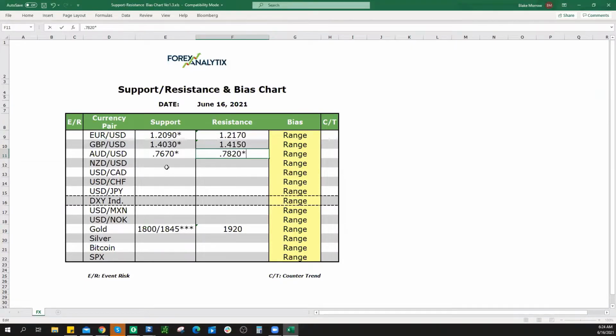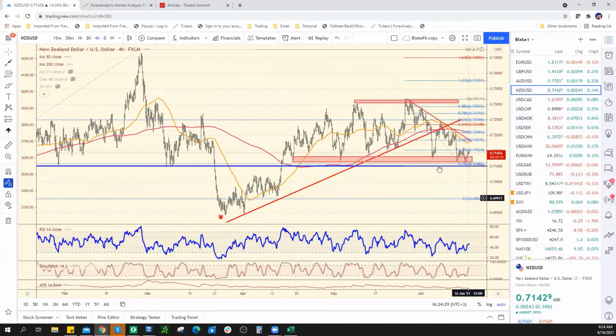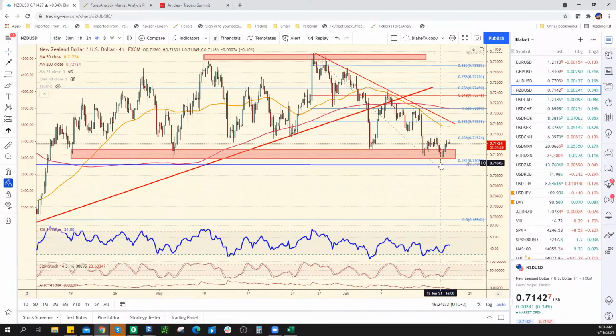Kiwi, 71 cents. I think we almost hit there last night. Two days ago, sorry. 71.04 resistance. 71, let's call it 80.